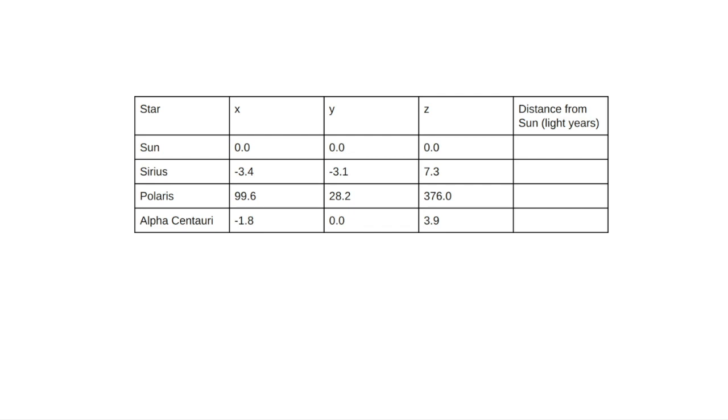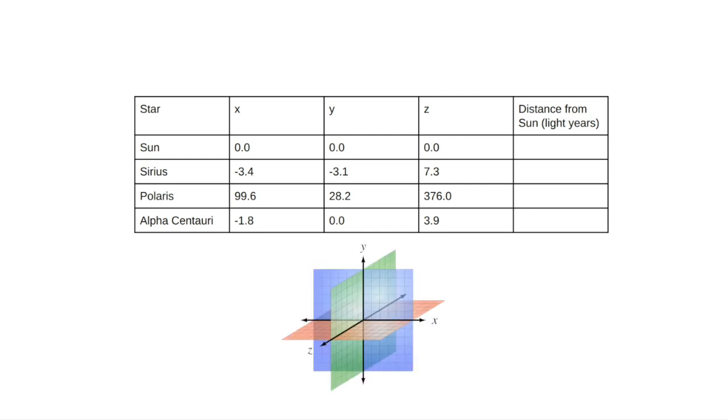I think this picture will help. X, y, and z exist in 3 dimensions: length, width, and height. Now if you notice, the sun is at 0, 0, 0 for x, y, and z coordinates. That's because the sun is in the center of this system, and we are measuring how far all the other stars are away from the sun. So those stars are going to have coordinates larger than 0, somewhere out there away from the origin.